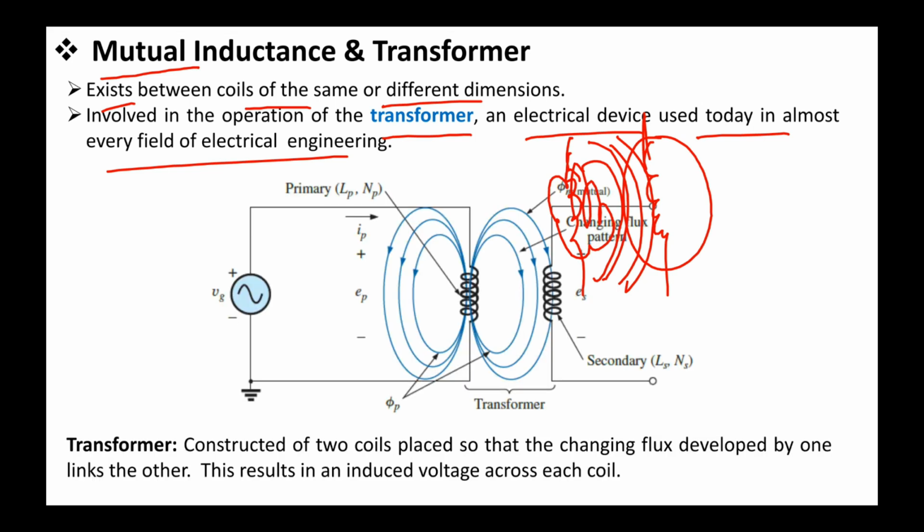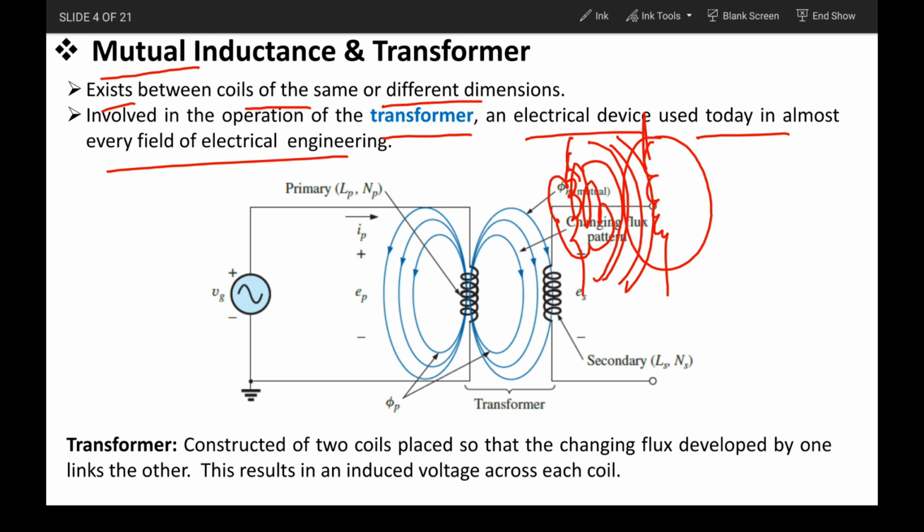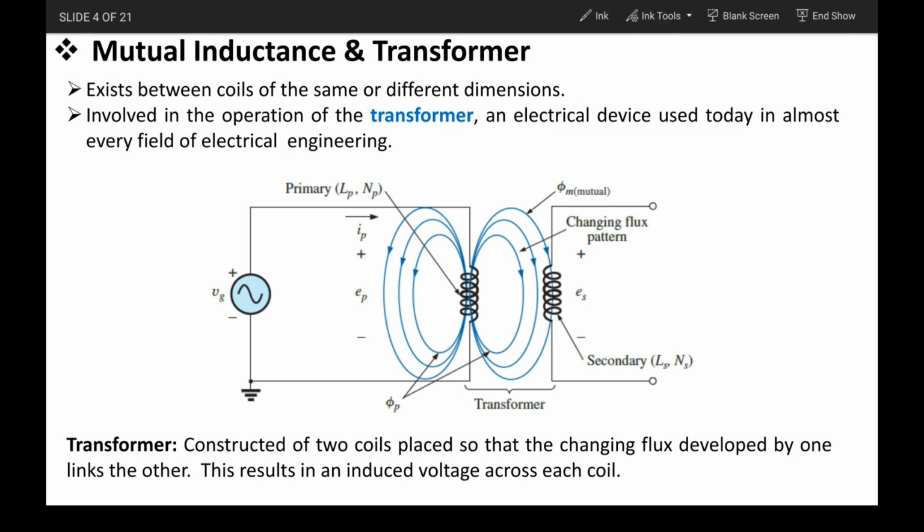So now let's watch a transformer. A transformer, since we are talking about it, has two coils. Let's say this is one coil through which we are supplying an AC supply, denoted by VG. Since we are supplying an AC supply, a magnetic field will be introduced here.